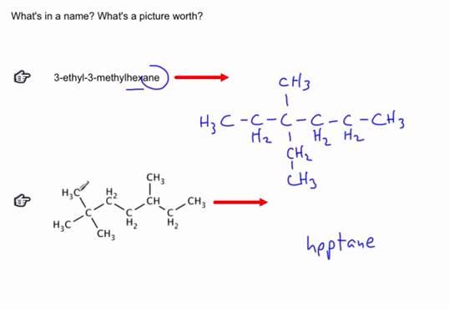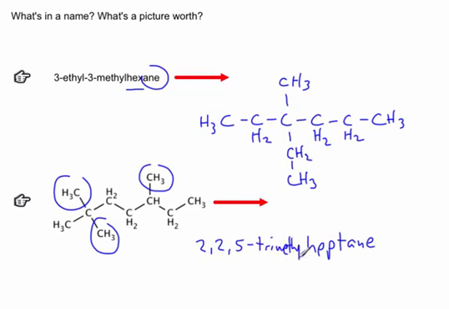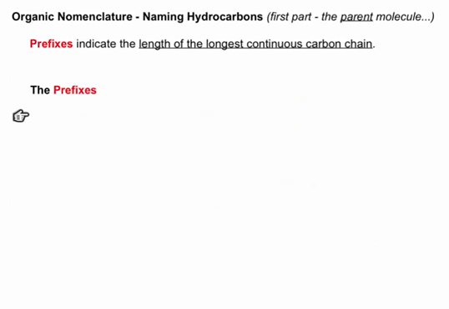And on carbon 2, I have what's known as a methyl group. Well, there's another methyl group. And on carbon 5, there's another methyl group. So I actually have 3 methyl groups. So now I can name that as 2,2,5-trimethylheptane. And so that picture gives me that name. So that's the power of the systematic way of naming compounds. So let's carry on.